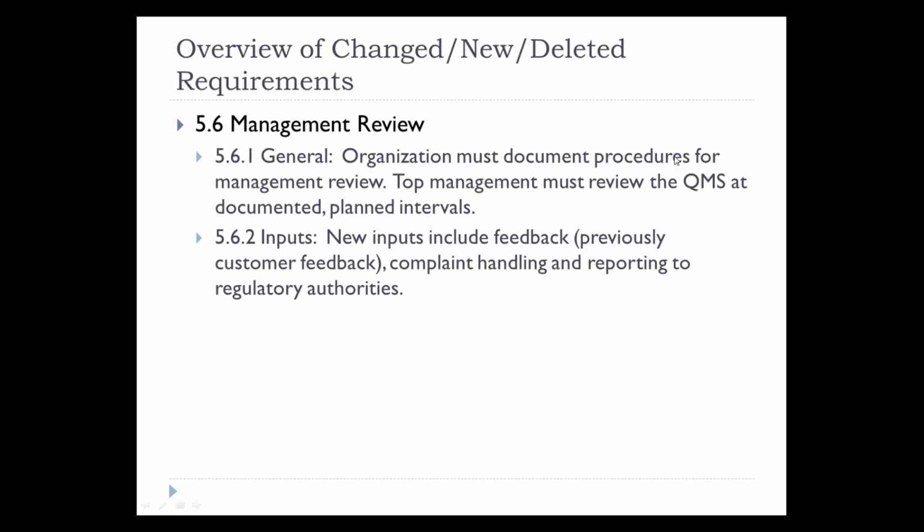5.6 management review. A new requirement here to document procedures for management review. Top management must review the QMS at documented planned intervals. So those are the two new requirements. A procedure, which wasn't required before, and then top management must review the QMS at documented planned intervals. New inputs to management review include feedback. Previously this was just customer feedback. Now you have to include feedback from many other sources, complaint handling and reporting to regulatory authorities. All of those need to be covered in management review.